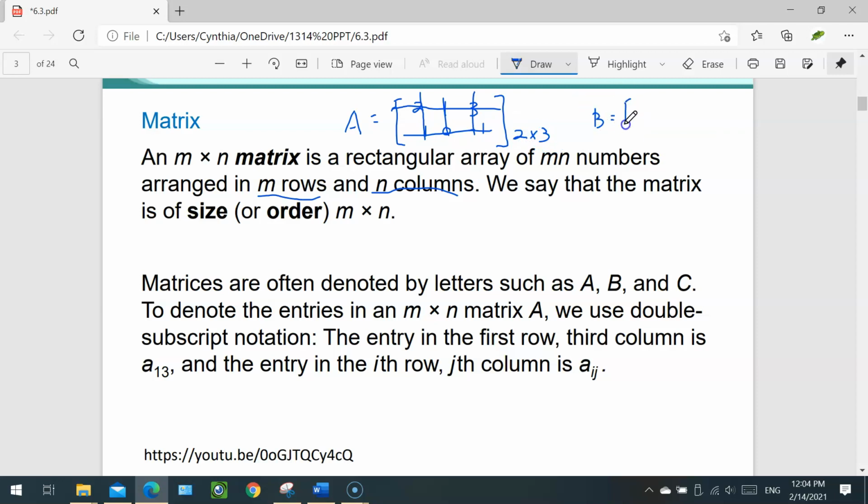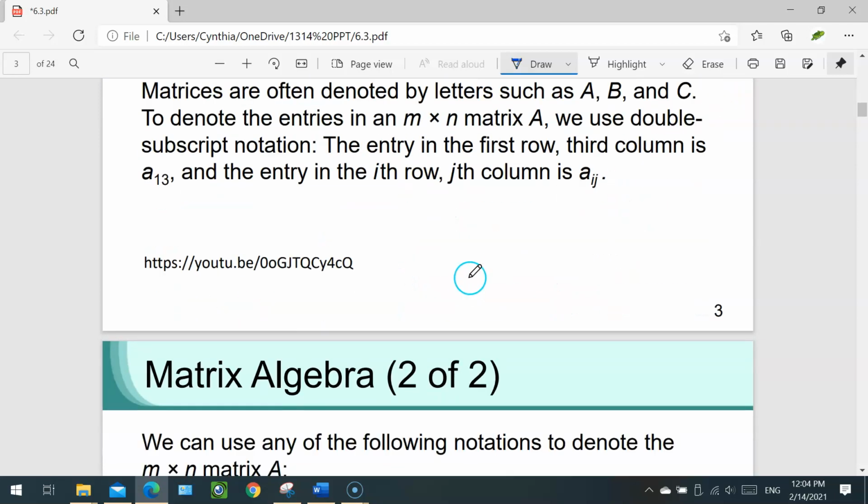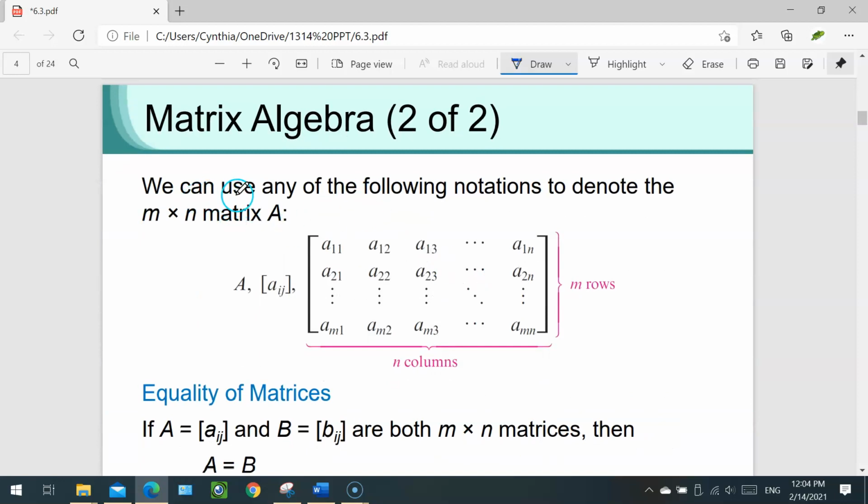We do one more practice. Matrix B has 1, 2, 3. So this matrix has 3 rows, 1 column. So we write the size of the matrix B as 3 by 1. And we can use any of the following notations to denote the M by N matrix A. It has M rows and N columns, so you have M multiplied by N.